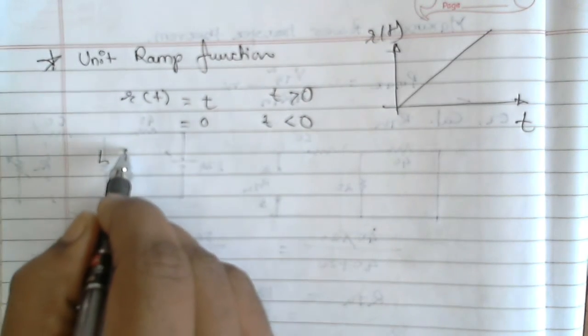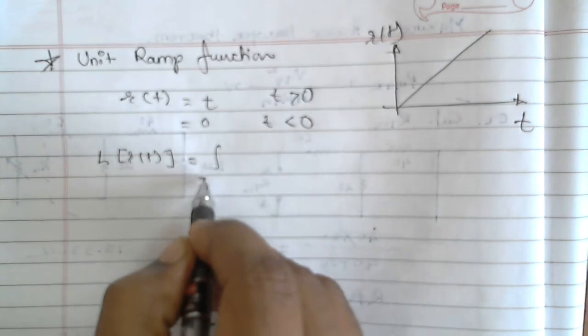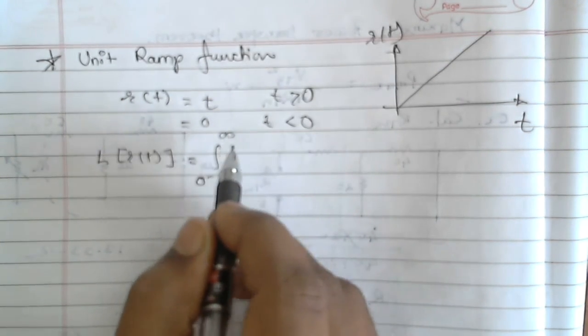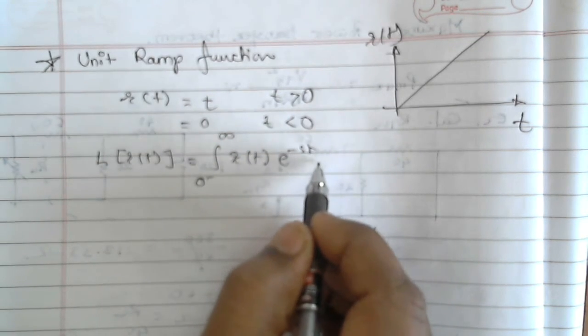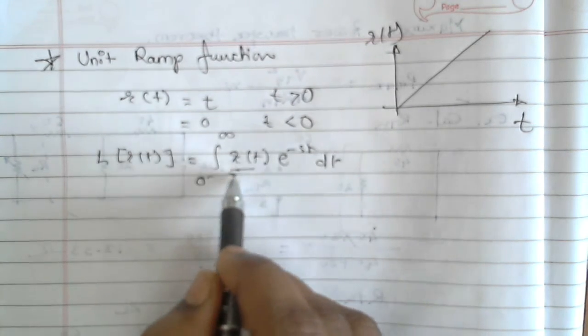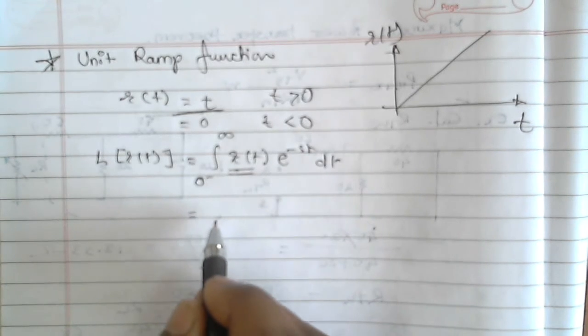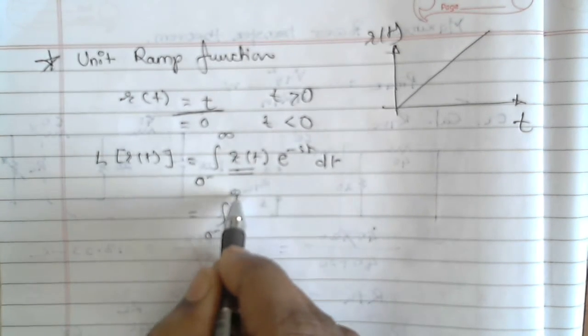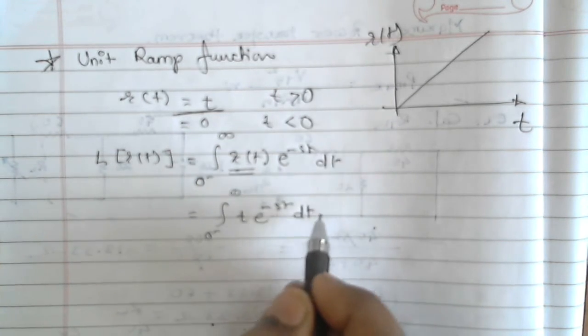So Laplace of r of t equal to, now the integration will be from 0 minus to infinity of r of t e raised to minus st dt. Okay, so we are starting from 0 minus. What is r of t? r of t is equal to t. Okay, so I'll put it over here. It will be 0 minus to infinity of t e raised to minus st dt.